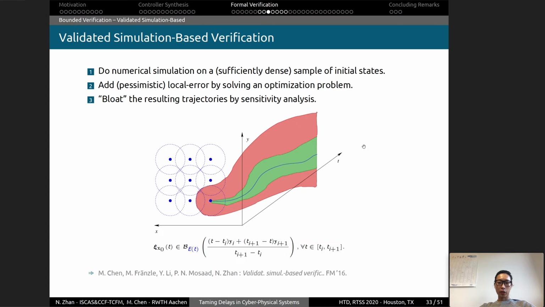And after that, we do the sensitivity analysis, and we are able to come up with the red area that encloses all the possible reachable states starting from this circle. Again, we do the same for every partition, and we can verify or refute some safety property, but not always. You will see later some examples.